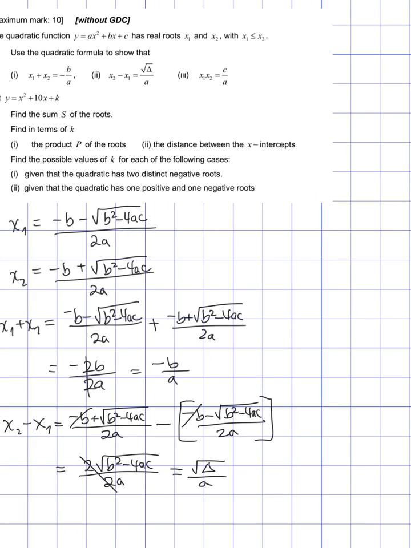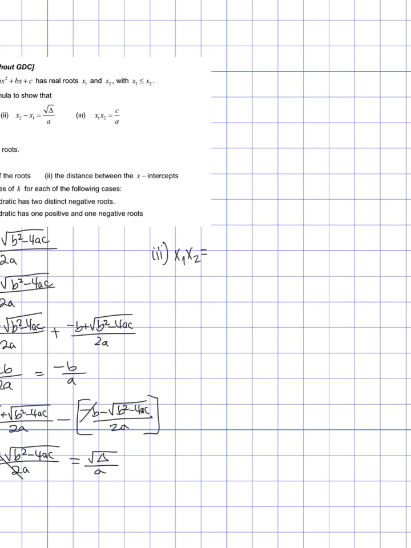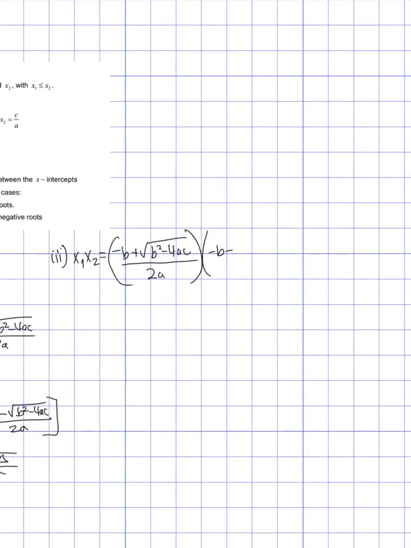All right, for part III here, if we do x1 times x2, we're going to have negative b plus the square root of b squared minus 4ac all over 2a times negative b minus the square root of b squared minus 4ac over 2a. Okay, so it's over 4a squared, and then we have to distribute this top.